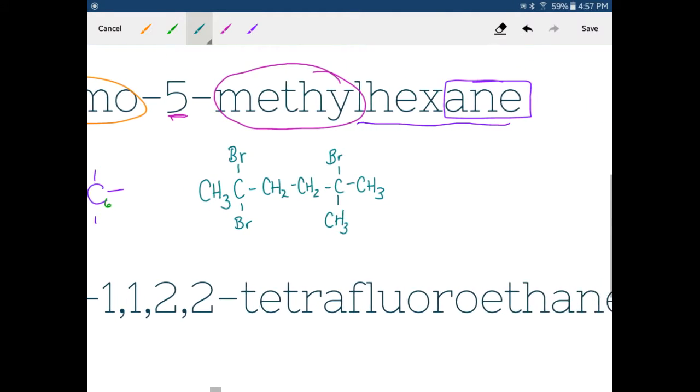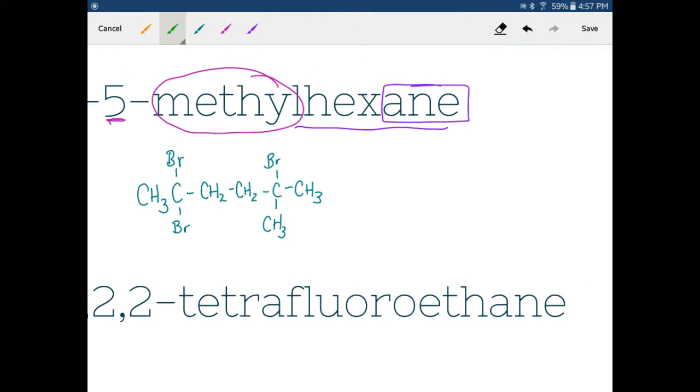Now, if I'm to draw my line structural diagram of this guy here, I have hexane, so 1, 2, 3, 4, 5, and 6. Again, I have no double bonds. I don't need to worry about that. Off of my 5th carbon, so 1, 2, 3, 4, 5, I have a methyl branch.